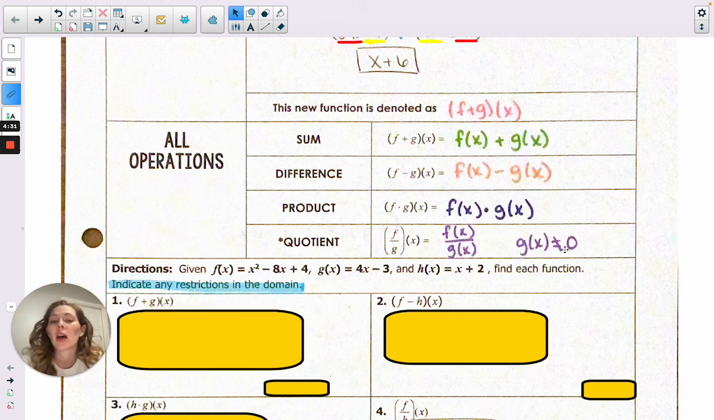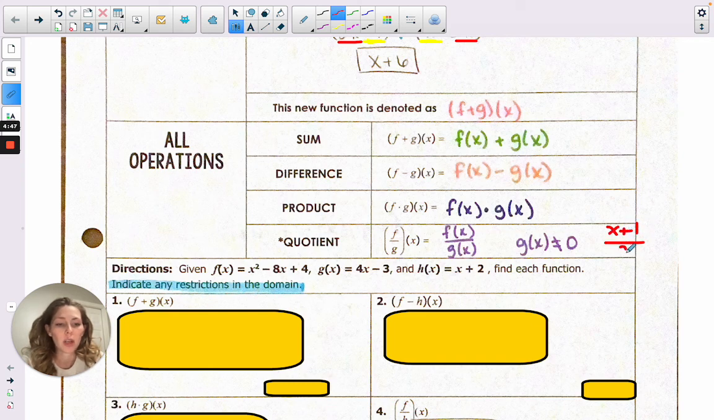Anytime you have a variable in the bottom of a fraction, you need to indicate that it cannot equal 0. So for example, if I had x plus 1 over 2x, and I apologize for my horrible handwriting that happens on here because it's really difficult, then you would need to make the stipulation that x cannot equal 0, because if x equals 0, then I'm going to make the bottom 0.